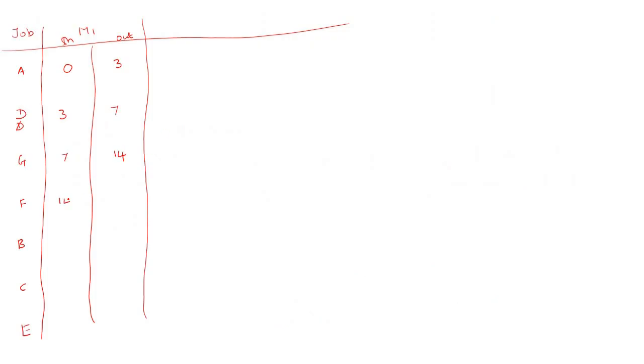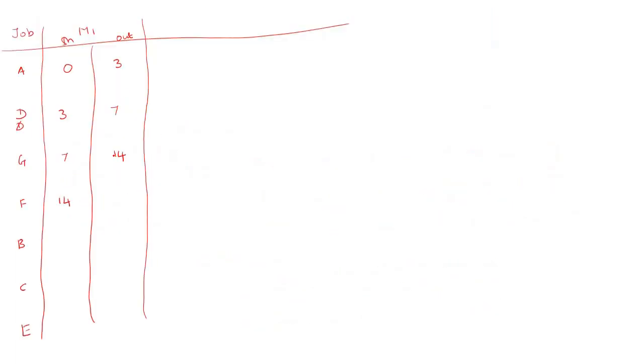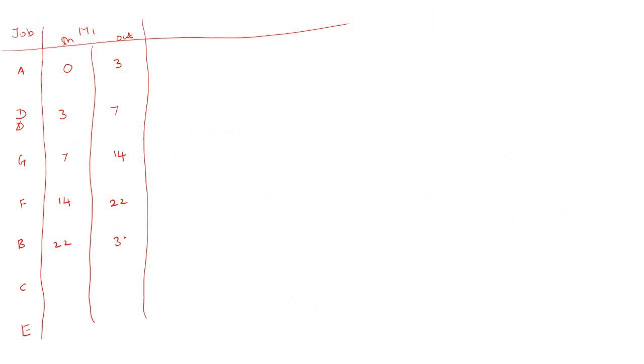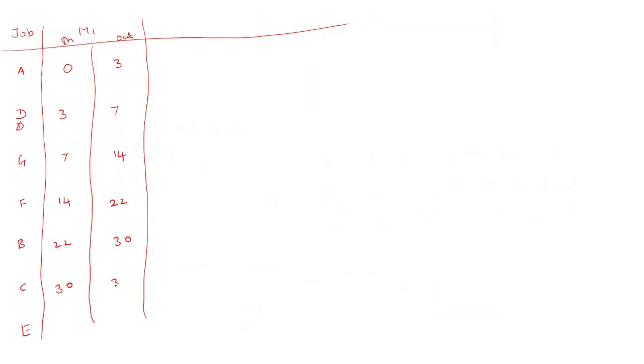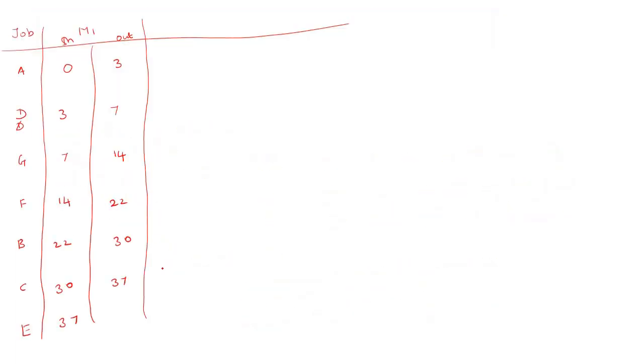So once again we start at 14. F value for the first machine is 8. So 22. So once again we take 22. So first machine for the B is 8. So 30. So once again we take 30. The C value for the first machine is 7. So 37. So we start at 37. E for the first machine is 9. So we finish the first machine at 46 hours.